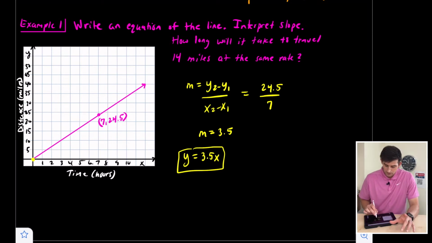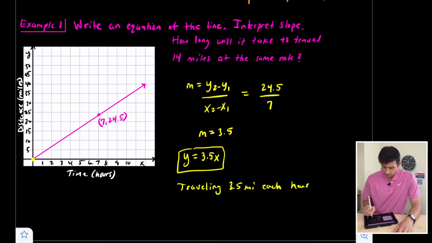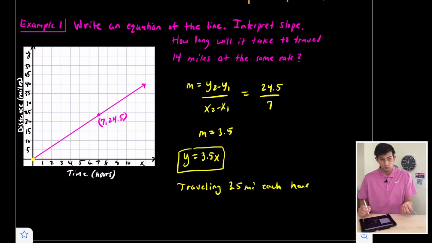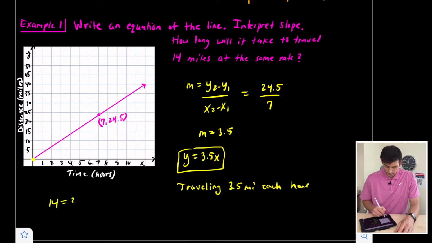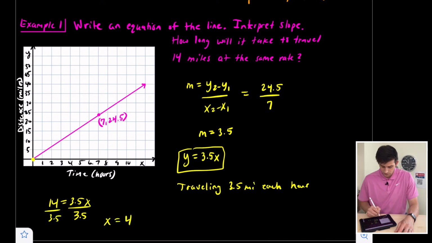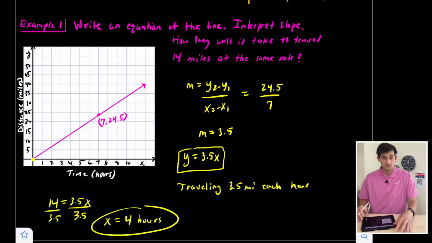Now we want to interpret the slope. So our slope here is 3.5, which means we are traveling 3.5 miles each hour. So now it says how long will it take to travel 14 miles. So now we can plug in 14 for y. So we can say 14 equals 3.5x, and now we can divide both sides by 3.5. And we're going to get x is equal to 4, and this will be hours. So it's going to take 4 hours to travel 14 miles.